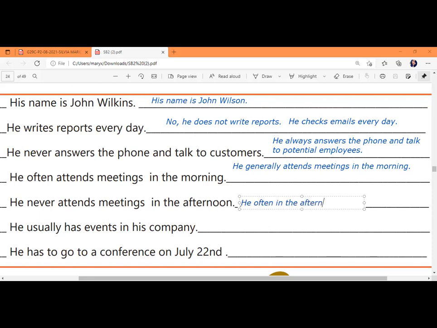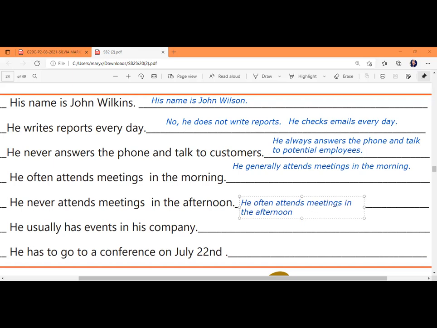Ajá. He often in the afternoon. ¿Dónde está el verbo? ¿Dónde está el auxiliar? No. ¿Qué le falta a esa oración, Karen? He often in the afternoon. He often what? No, he often attend meeting in the afternoon. He often attends meetings in the afternoon.